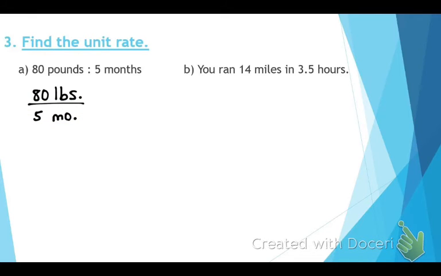What number can I divide 5 by in order to turn it into a 1? Good job. We're just going to divide it by itself. If I divide the bottom by 5, I also need to divide the top by 5. Here's the next thing that's real important with unit rate. Make sure you give me the units. Okay, so Anson, what would this answer be? 16 pounds per 1 month. Very good.